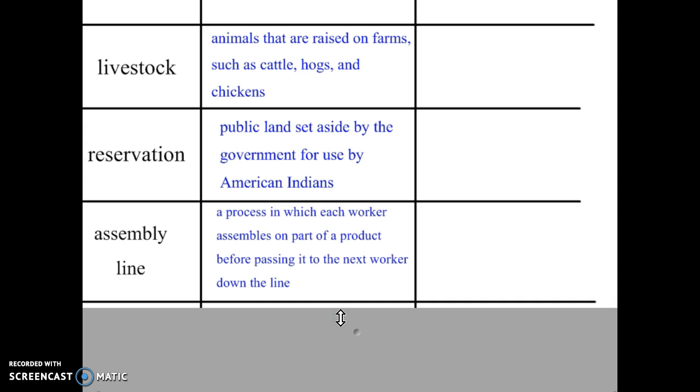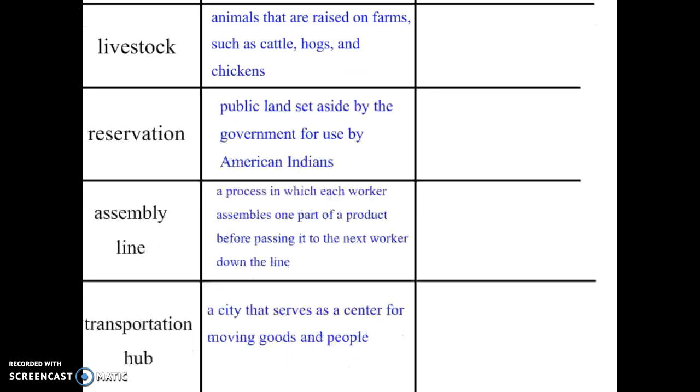Assembly line, a process in which each worker assembles one part of a product before passing it on to the next worker down the line. So think about Henry Ford and how he created the mass production for his car. Think about when we did Hershey Kisses, right? What it means to have an assembly line.